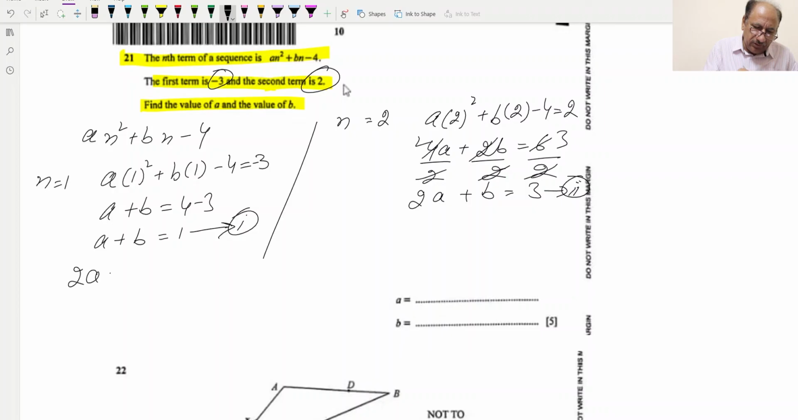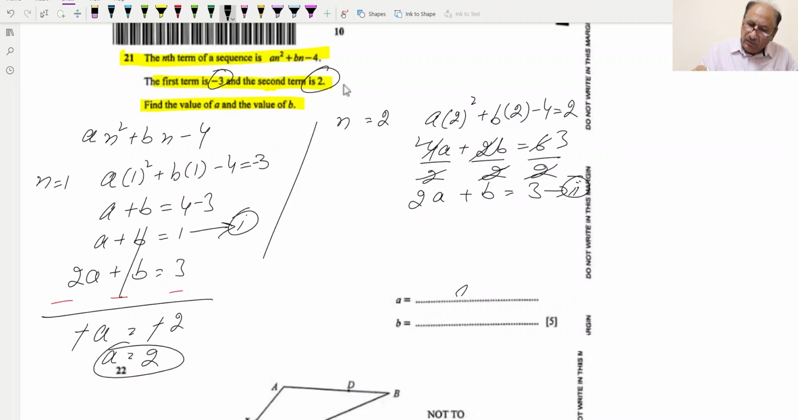Now these two equations, this is our equation 1 and this is our equation 2, we can solve simultaneously. We can write here 2a plus b is equal to 3. Now we can subtract and change signs, and we can cancel this b with b, and this will be minus a is equal to minus 2, so a is equal to 2. This will be our first value.